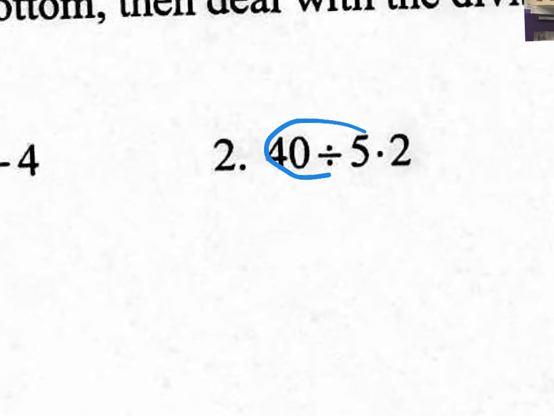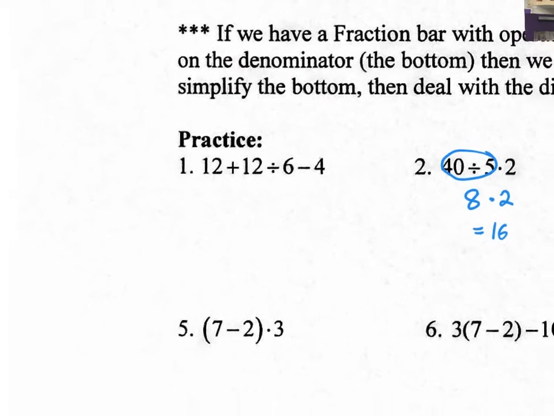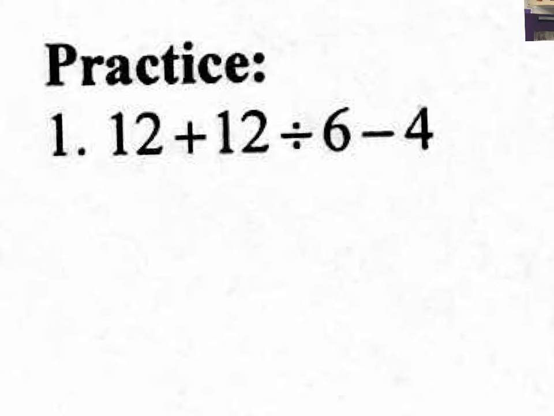So you do this part first. What's 40 divided by 5? That's 8. And then bring down the times 2. 8 times 2 is 16. And you're done. Anyhow, once again, when you're looking at these, always think of PEMDAS.